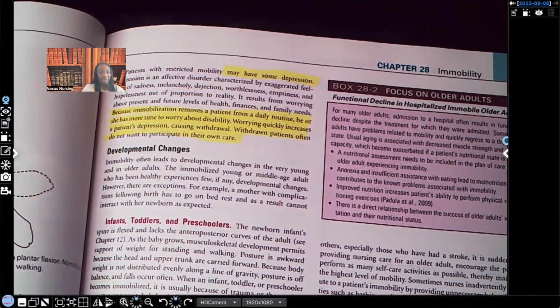And guys, that is the end of this video. That is the most important things that you need to know as far as the complications of immobility.